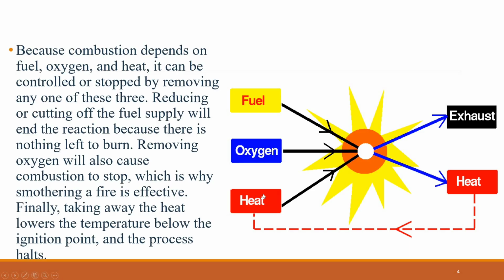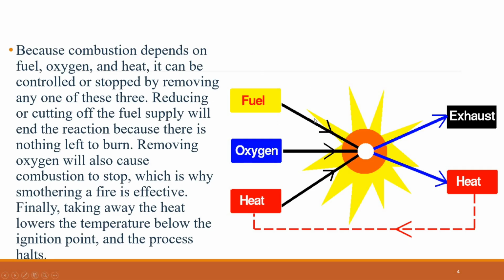Once an engine or a fire is ignited, however, the heat produced by the reaction ensures that it continues as long as fuel and oxygen remain available. A campfire is a familiar example of this self-sustaining process. You only need to light it once, and it will keep burning as long as it has wood and air. Because combustion depends on fuel, oxygen, and heat, it can be controlled or stopped by removing any one of these three.